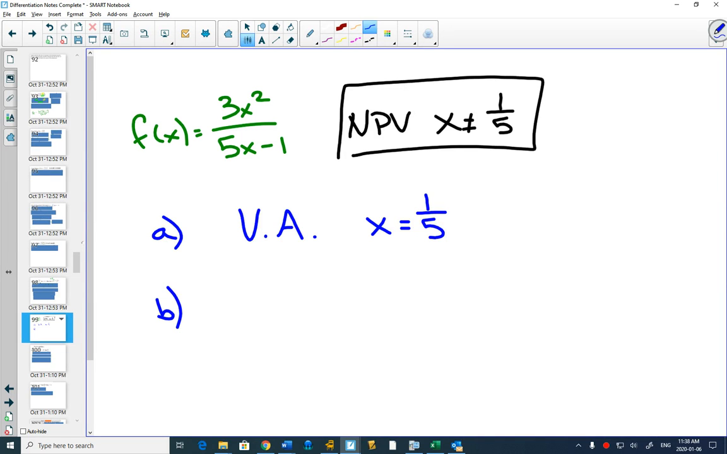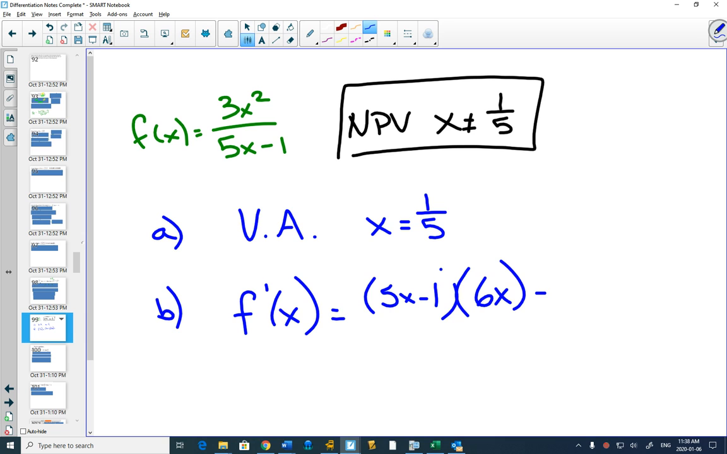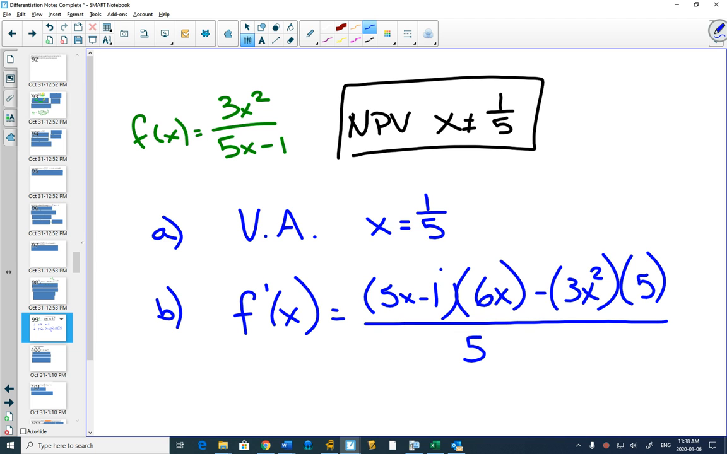So that's part A. Part B says find f prime of x. Okay, so we're going to start off. Keep your denominator the same, derivative of your numerator, minus keep your numerator the same, derivative of your denominator, over your denominator squared.